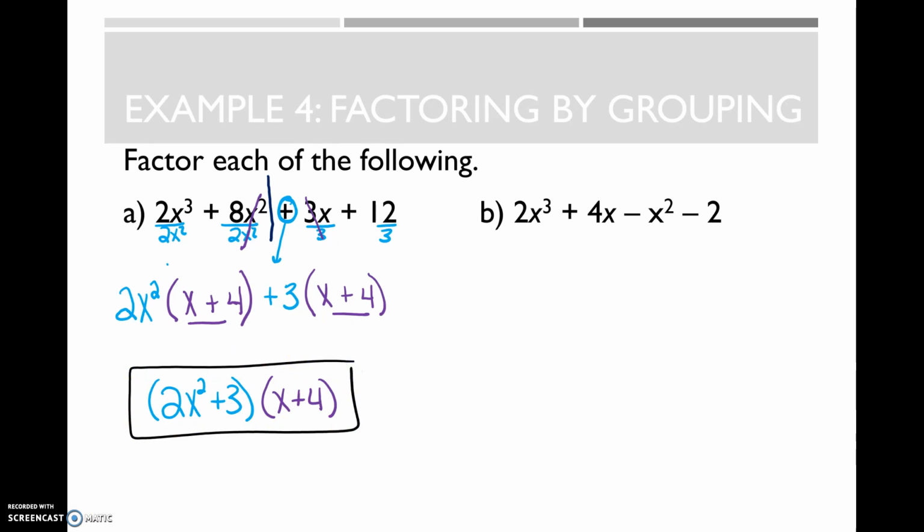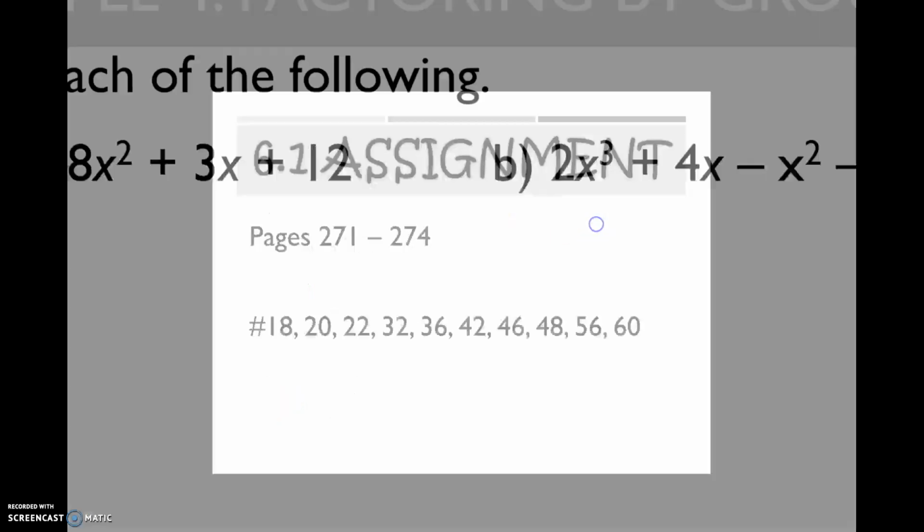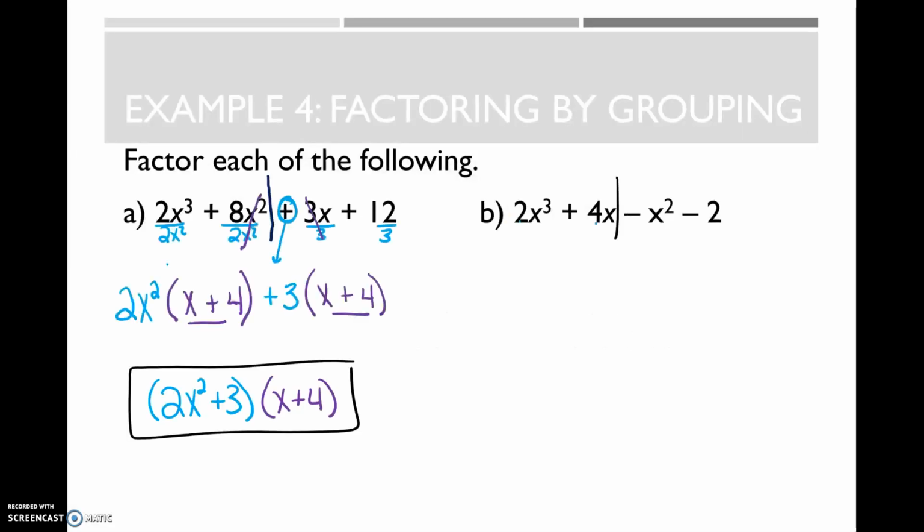Try B on your own. Pause the video. Give it a try. Split it into two groups. In the first group, 2x to the third and 4x. With the numbers 2 and 4, we can definitely divide both of those by 2. They also both have at least an x that we can pull out.